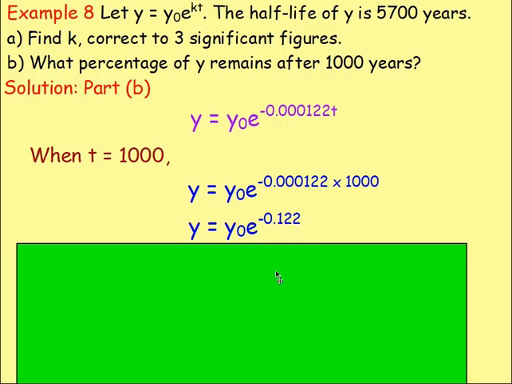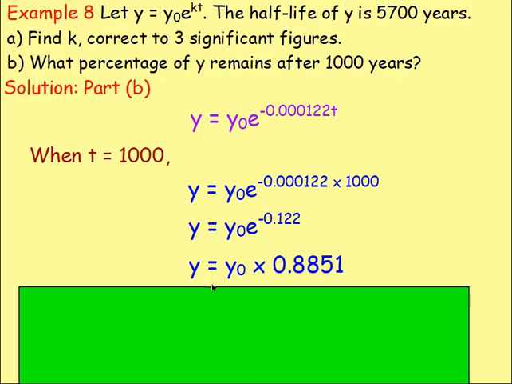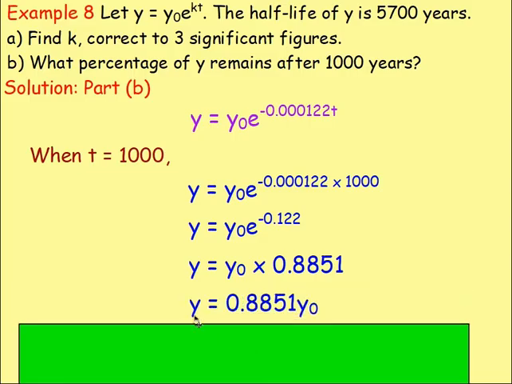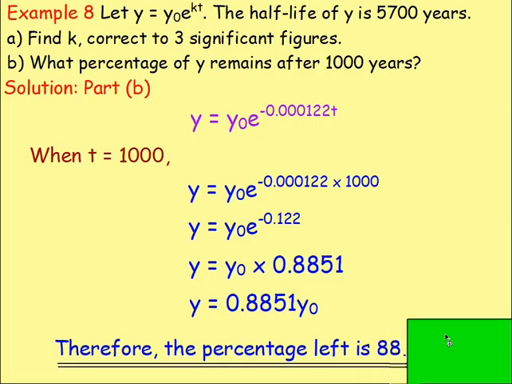If you work that out on the calculator, that will give you, to a few decimal places, 0.8851. Which means the amount will be equal to 0.8851 times the original amount. If we're multiplying the original amount by 0.8851, we can think about this decimal as a percentage, and really we are taking 88.51% of the original amount. So the amount remaining is going to be 88.51%. And that is your answer.